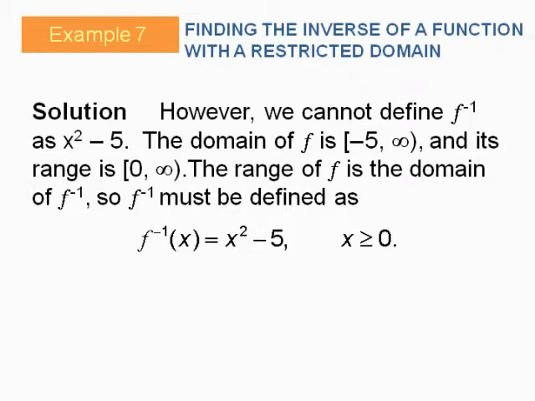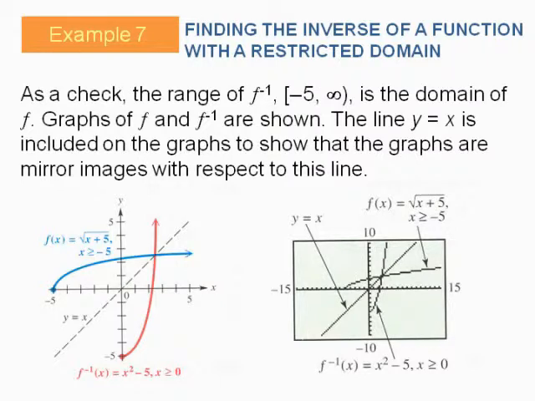However, we cannot define the inverse as x squared minus 5 alone, because the domain of the function, remember, was -5 to infinity, and its range is 0 to infinity. The graph of f is the domain of the inverse, so the inverse function must be defined as follows. If we're going to say that the inverse is x squared minus 5, x must be greater than or equal to 0. And again, if you plot some points, you're going to see this. So as a check, the range of the inverse, -5 to infinity, is the domain of f.